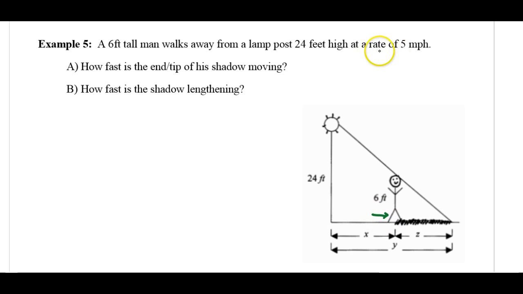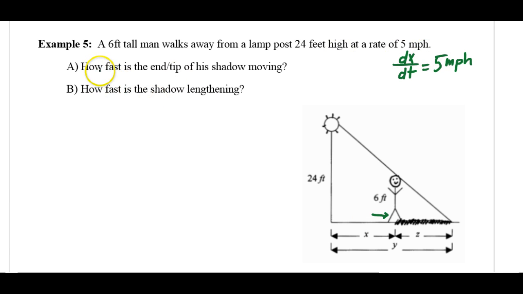So how fast this man is walking is equivalent to how fast the distance he is from the light post is changing. So in other words, what I've been given right here, this rate of 5 miles per hour that he's walking, this corresponds to dx/dt. So the way that I've labeled it, x is the distance the man is from the light post. So how fast he's walking is the rate of change of his distance with respect to time. So what I've been given, dx/dt equals 5 miles per hour.